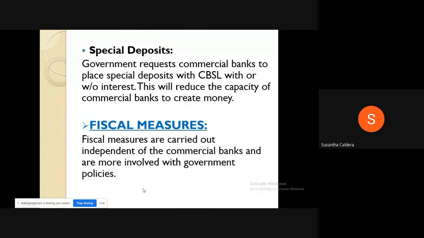Special deposits. Government requests commercial banks to place special deposits with CBSL, with or without interest. This will reduce the capacity of commercial banks to create money.